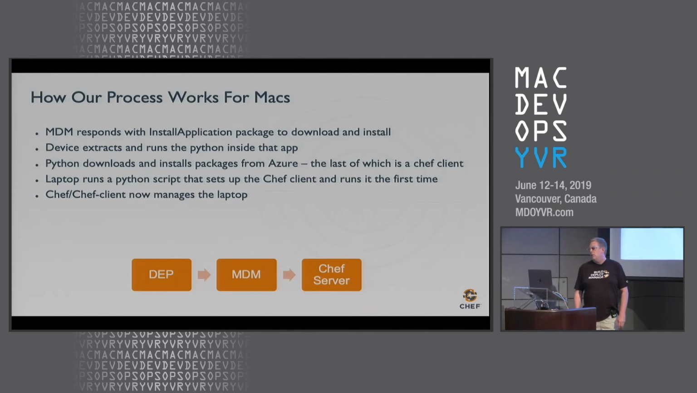So for Macs, what we're doing is we have the devices boot up, talk to Apple DEP, get redirected to our micro MDM instance, and then during the install application stage of configuration or setup, the Macintoshes all download a package. The package opens up and runs a Python script, which calls into Azure and then downloads a whole bunch of other files and packages. One of those packages is the Chef client, and the last thing it does is run the Chef client the first time and makes it join the Chef server for management at that point.